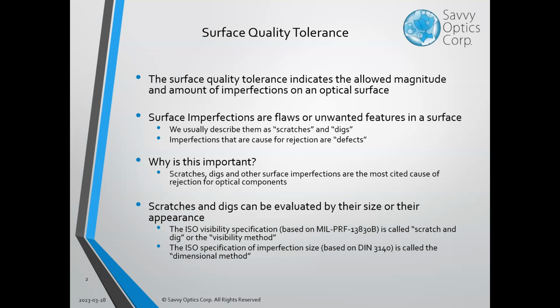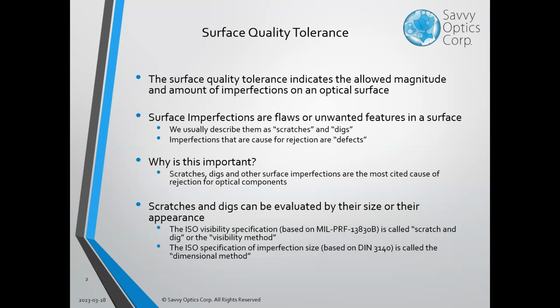Scratches and digs can be evaluated by two methods. Either evaluate them by their size, so the width of the scratch and the diameter of the dig, or they can be evaluated by their appearance or their visibility or their brightness or how big they look. We refer to the visibility method, which is described in ISO and MilPerf 13830, and the ANSI OP1002. We'll refer to that as the visibility method, and then we'll refer to the ISO specification of imperfection sizes, based on DIN 3140, as the dimensional method.